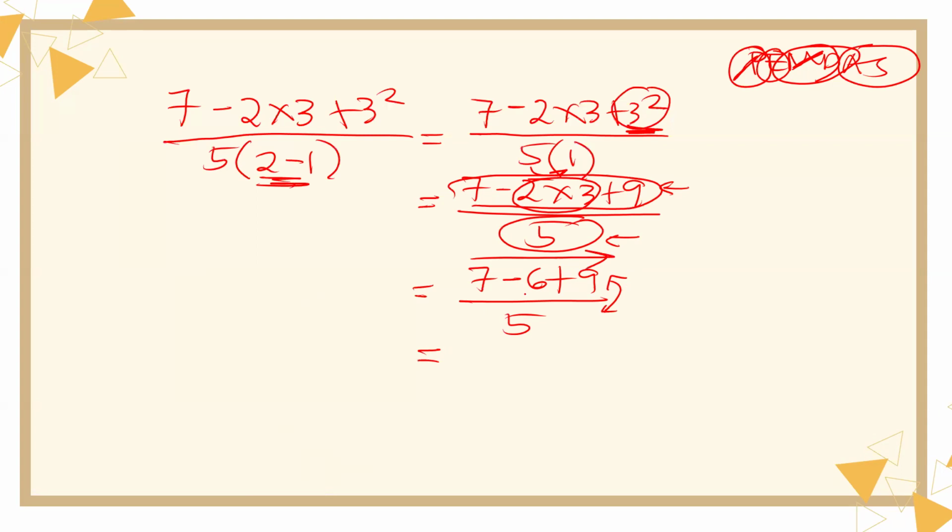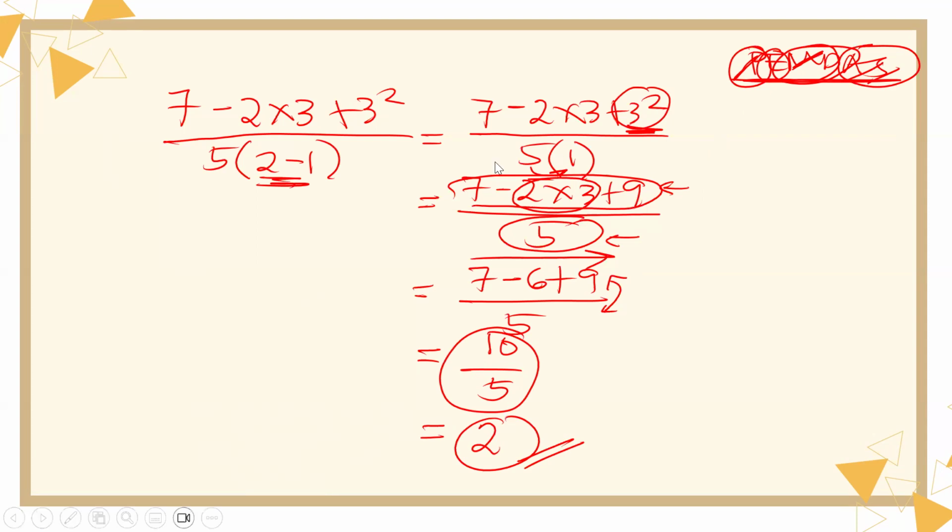Okay, what's 7 minus 6 plus 9? So 7 minus 6 is 1 plus 9. That's 10 all over 5. And that's the time we simplify the fraction. What's 10 divided by 5? That would be 2. Okay, so we finished PEMDAS following the systematic approach that we discussed a while ago. Okay. Now, let's go to our next example.